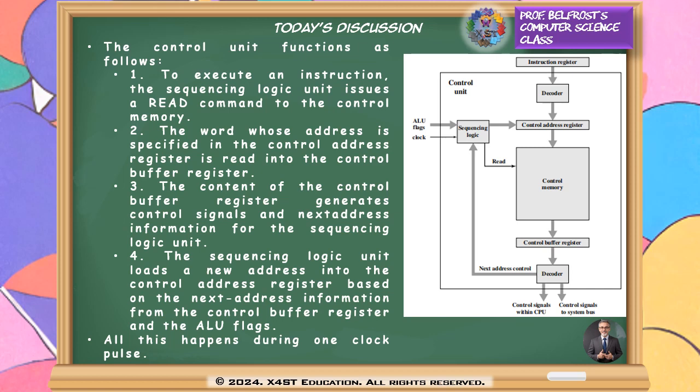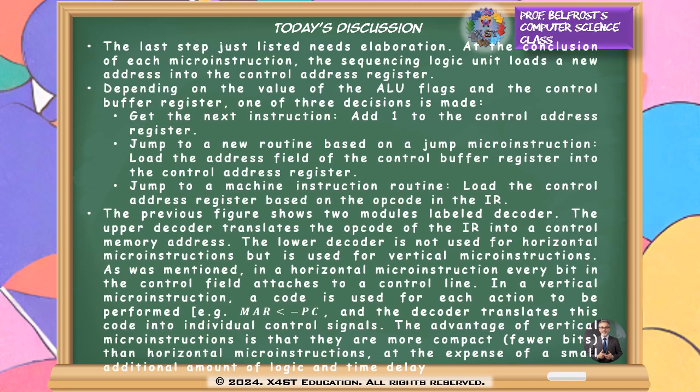The fourth and last step is that the sequencing logic unit loads a new address into the control address register based on the next address information from the control buffer register and the ALU flag. All of these four steps happen during one clock pulse. The last step needs elaboration. At the conclusion of each microinstruction, the sequencing logic unit loads a new address into the control address register. Depending on the value of the ALU flags and the control buffer register, one of three decisions is made: to get the next instruction, to jump to a new routine, or to jump to a machine instruction routine.